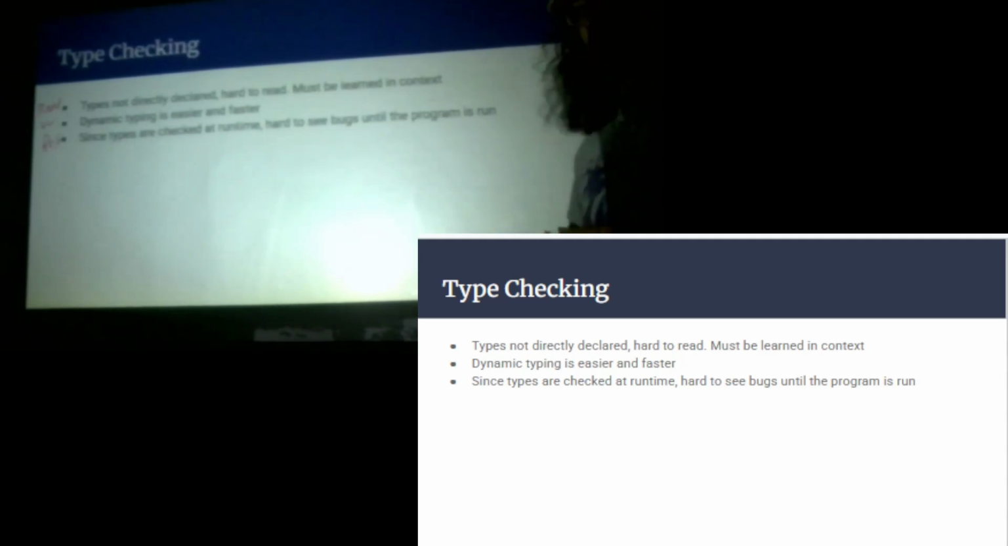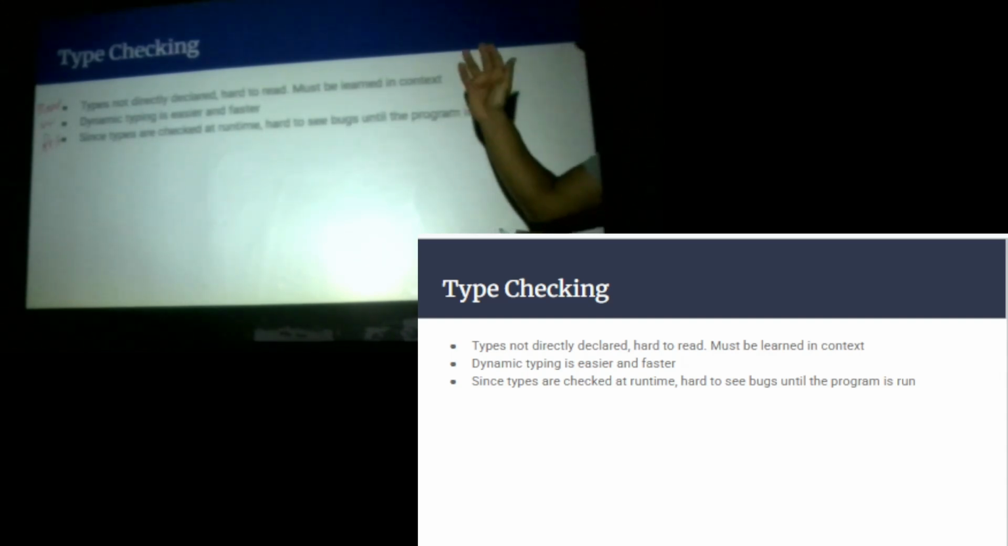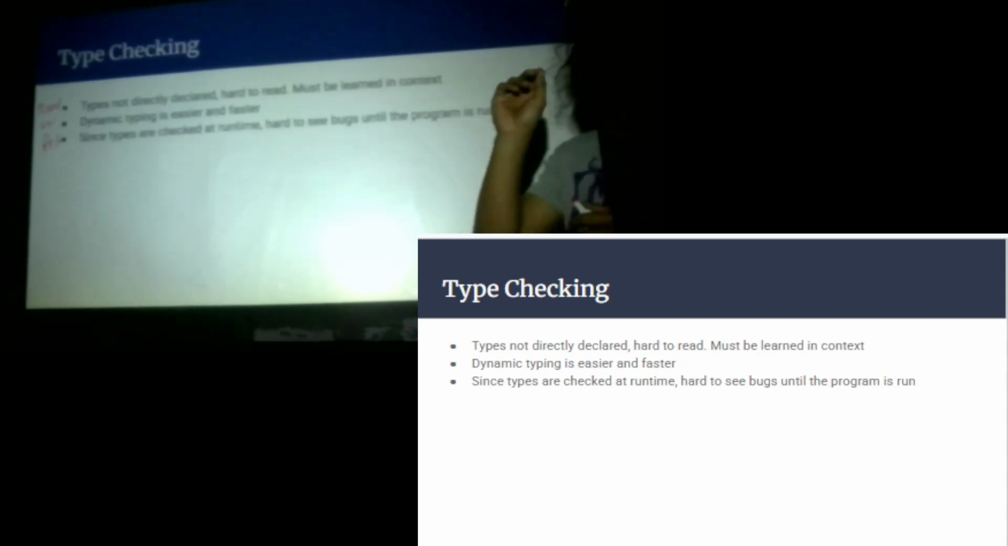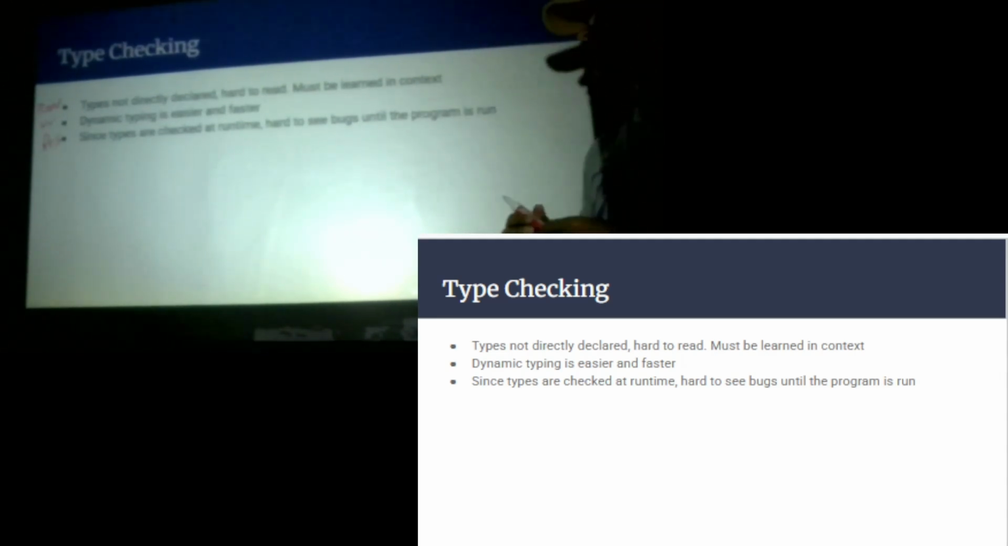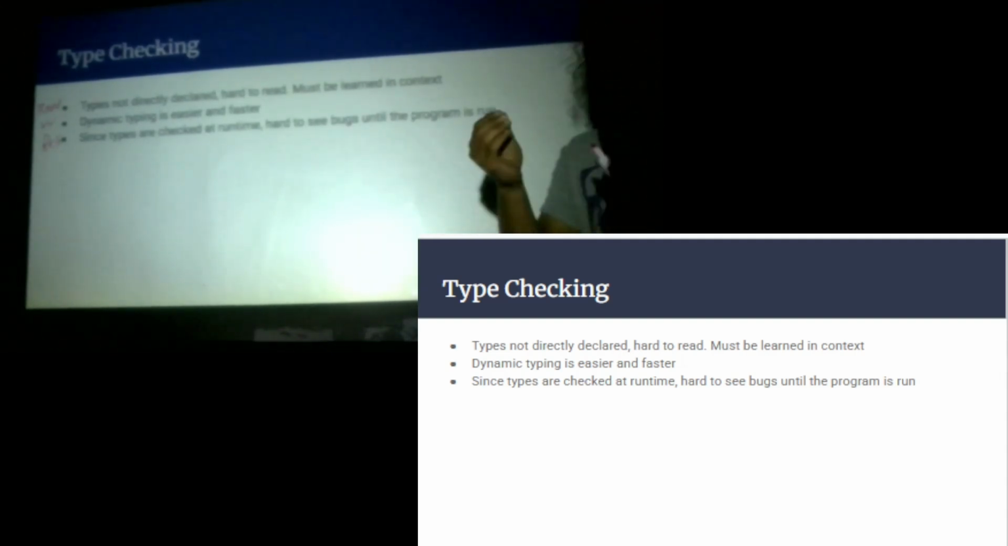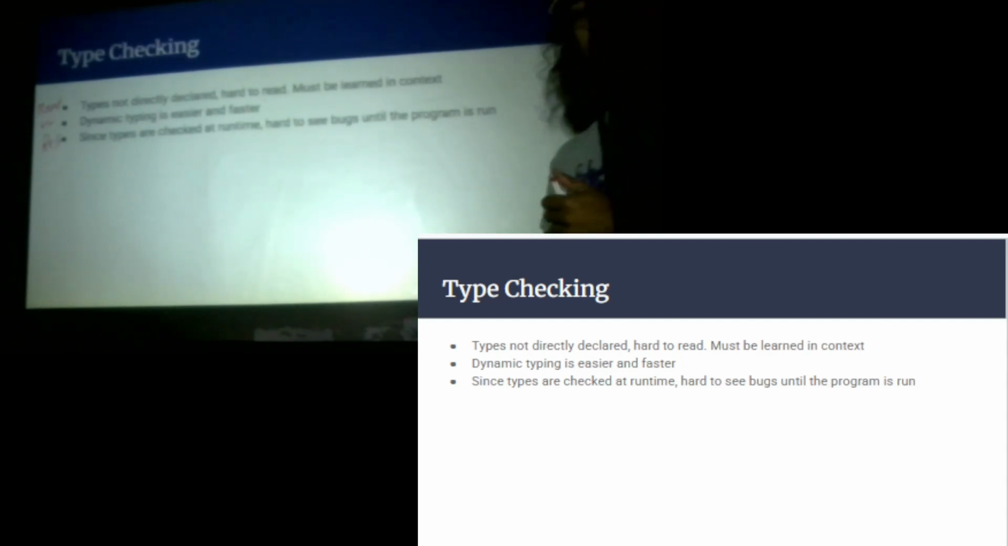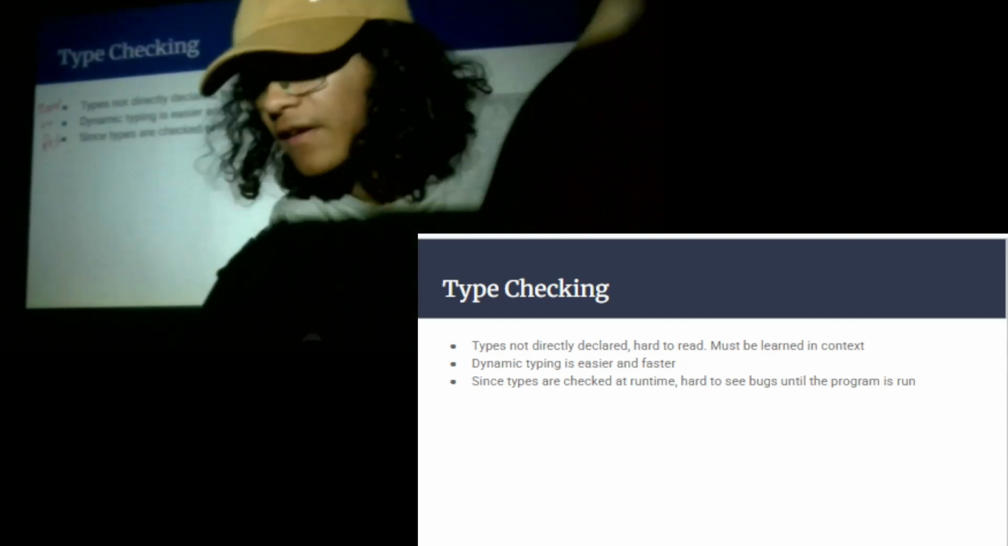Dynamic typing is easier and faster because you don't have to do that, but at the same time, just know what you're talking about. And since types are checked at runtime, it's hard to see bugs because usually, if you're in C++, you'll see an error with your variables right away. But that doesn't happen here, so once it's run, you'll then see the error. It's very hard to know you have an error until you actually run it, without taking extensive time to go over this.